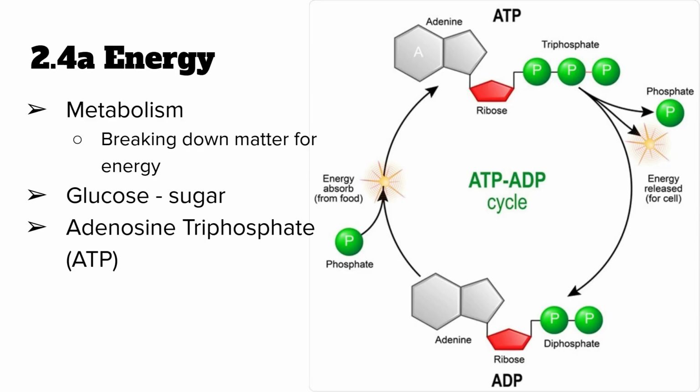If we want to get energy back out of ATP, a phosphate group is removed and energy is released that can be used. Once that's removed, we don't call it ATP anymore. We call it ADP, adenosine diphosphate. If we want to store energy back into a usable source, we're going to take a phosphate and add it to adenosine diphosphate. That gives us adenosine triphosphate again. It is a cycle.